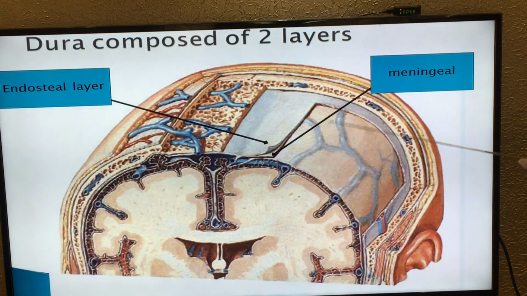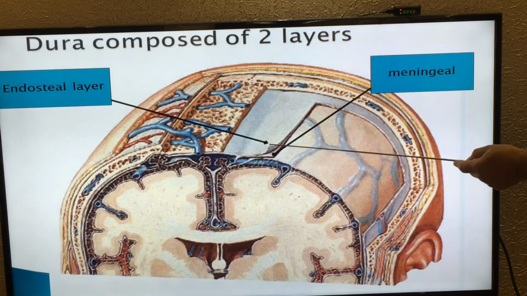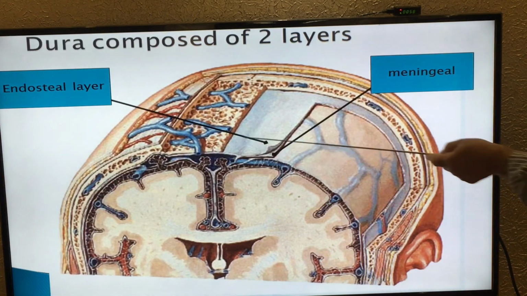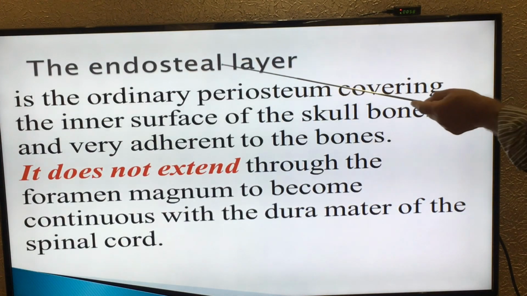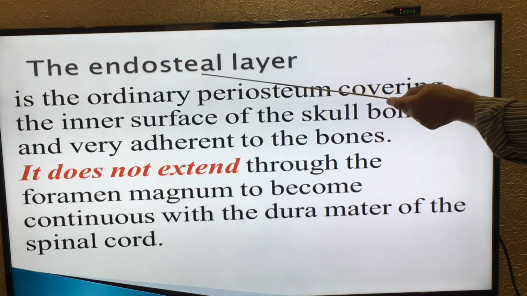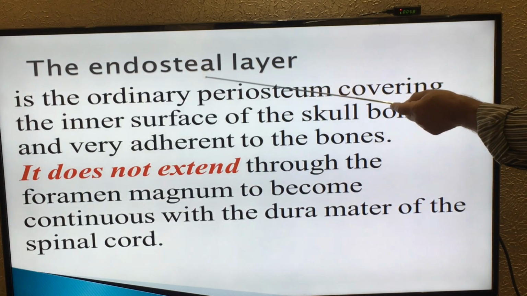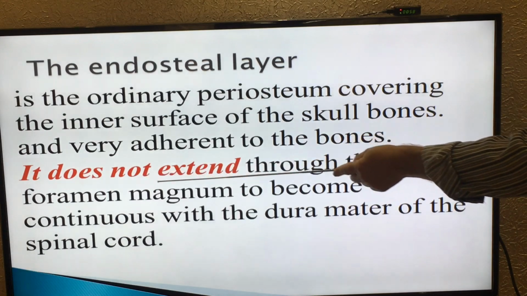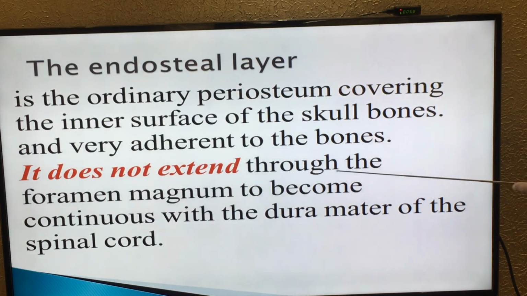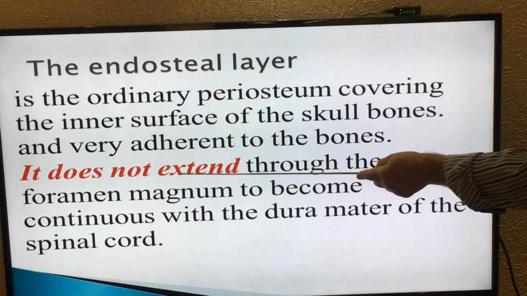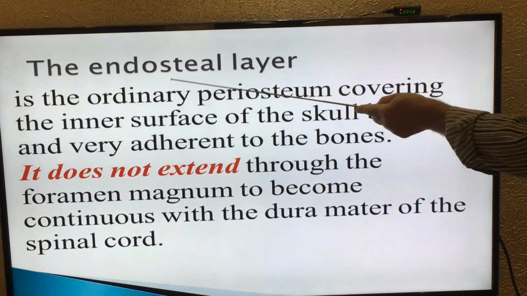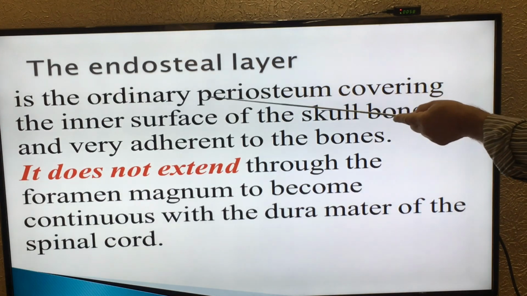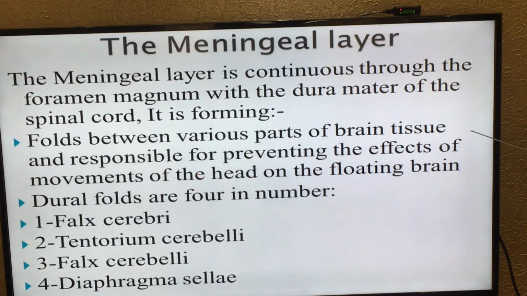Here, another picture shows you how the dura mater is formed by 2 layers. The outer, endosteal. The inner, meningeal. What is the difference between endosteal and meningeal? The endosteal layer does not extend through the foramen magnum. What does this mean? Endosteal layer only covers the brain, while meningeal covers the brain and the spinal cord.